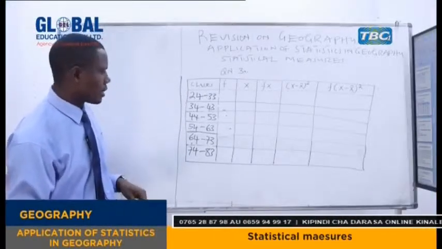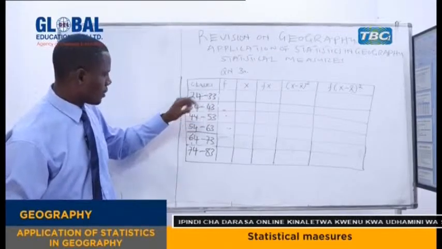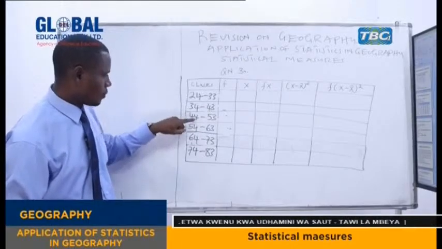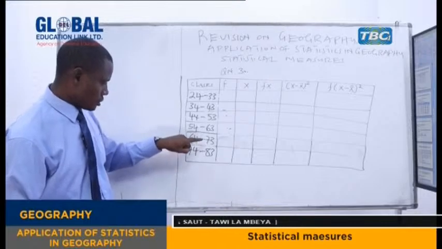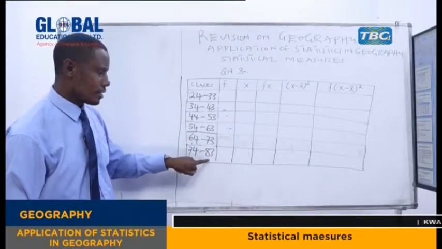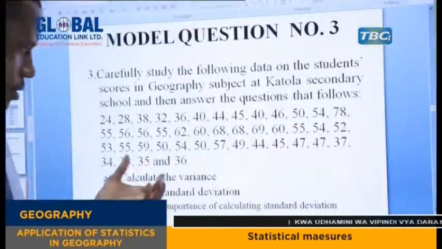So we have the class which is starting from 24 to 33. But again, we have the class which is starting from 34 to 43. Then the next one, 44 to 53. 54 to 63. 64 to 73. Then 74 to 83. Then you check over there, we have accommodated the range of those data that we have over there.